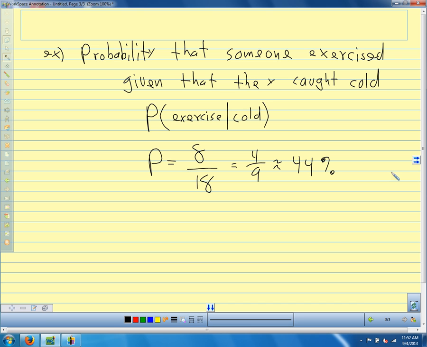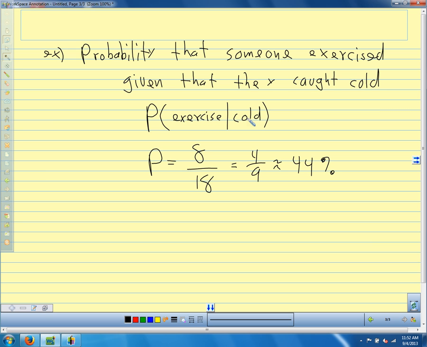So for a two-way frequency table, for conditional probability, two important things to remember. This little bar means given. So we want the probability of this after we already know this. And we go to our two-way frequency table and look only in the given category. And that's really all we have to do with two-way frequency tables.